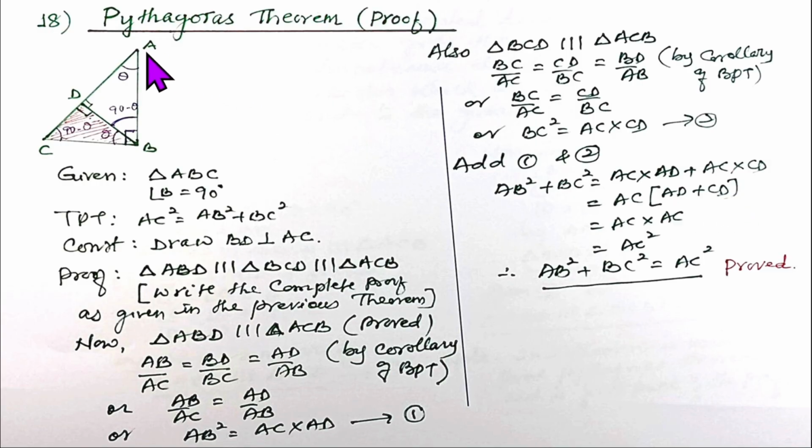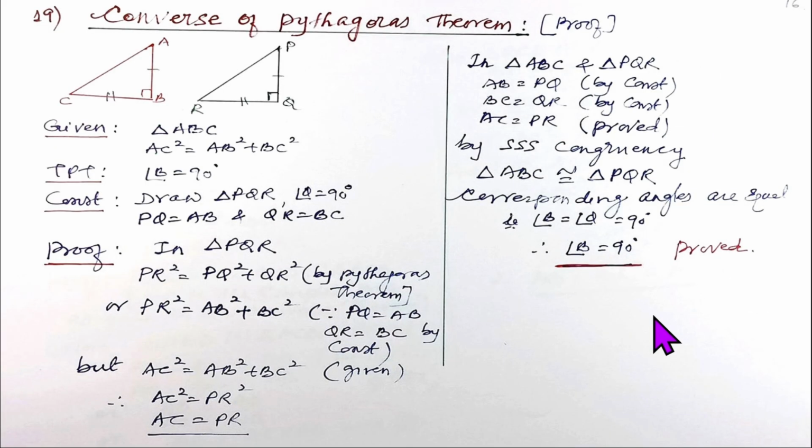But what is AD plus CD? AD plus CD is again AC, so replacing this by AC, AC into AC is equal to AC square. Therefore AB square plus BC square is equal to AC square, and that is the proof of the Pythagoras theorem. So this is how we use the similarity of triangles properties to prove the Pythagoras theorem. So please remember this. Now the next important theorem is the converse of Pythagoras theorem.